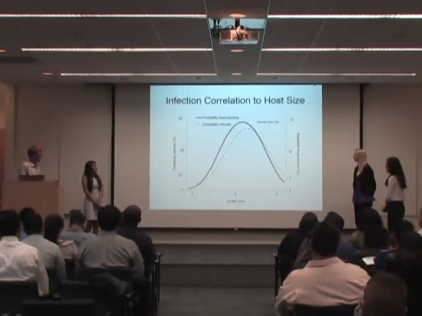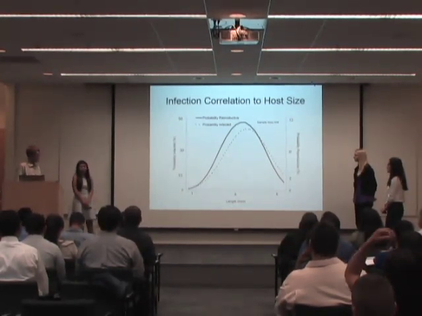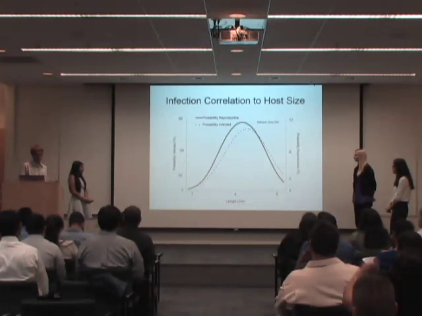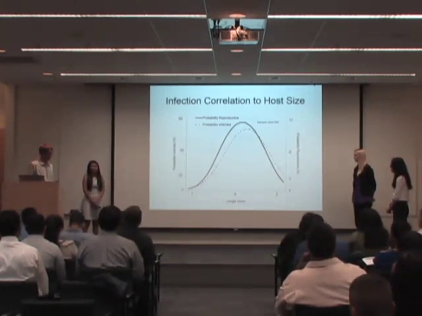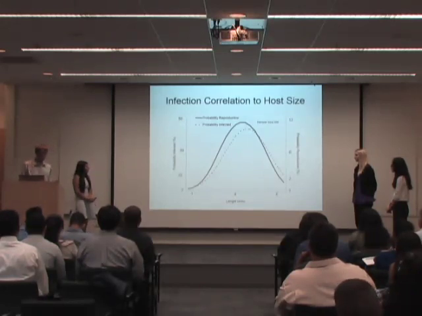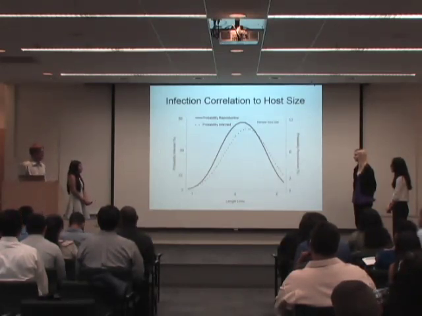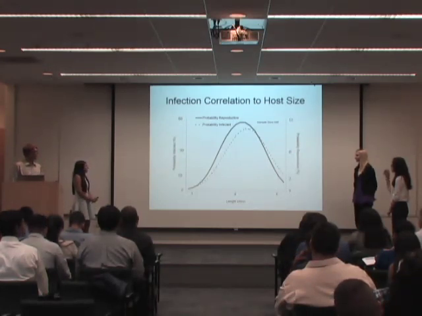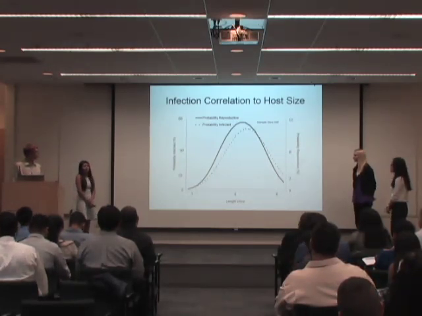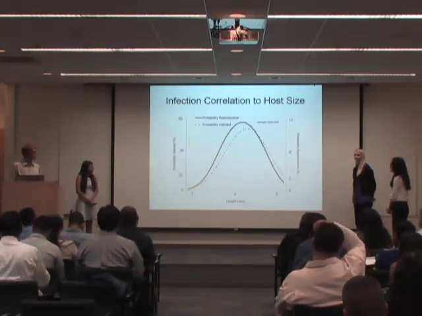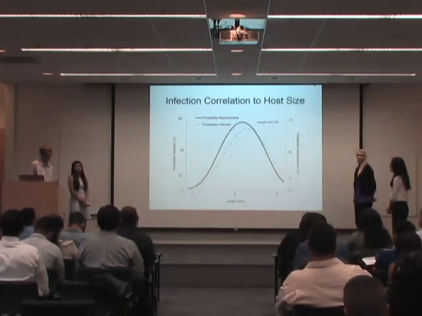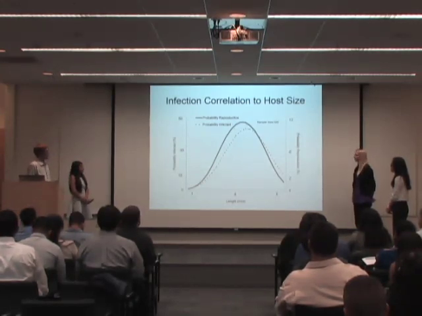Next, we wanted to see if infection correlated to the size of the host. And there's a lot going on here, but what we see down here is the length of the barnacle in millimeters. And then over here on the left, we see the percentage of probability infected, meaning how many parasites infected a barnacle. And this scales up to 50%, and it'll be represented by the dashed line here. On the right side, we have the percentage of probability of reproductive tissue that each barnacle has, and that's on a scale of 12%, and it will be defined by the black line.